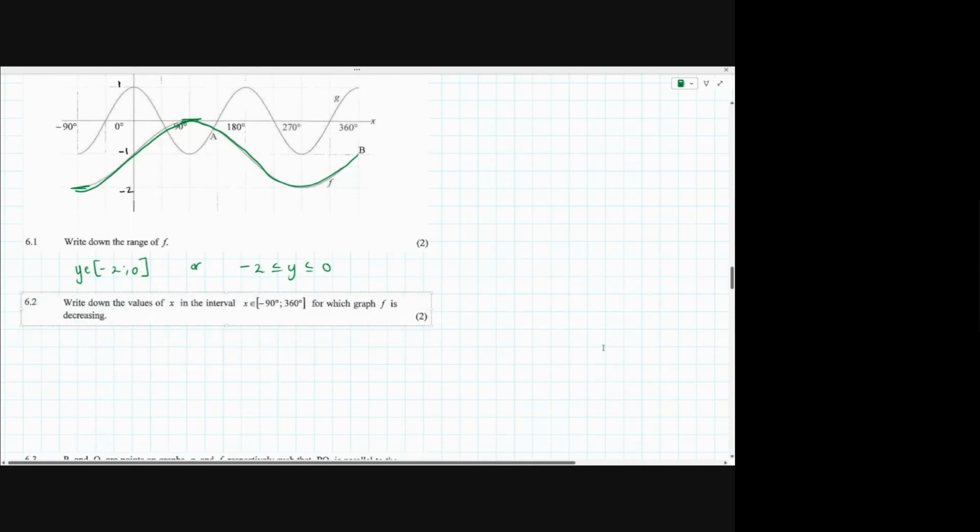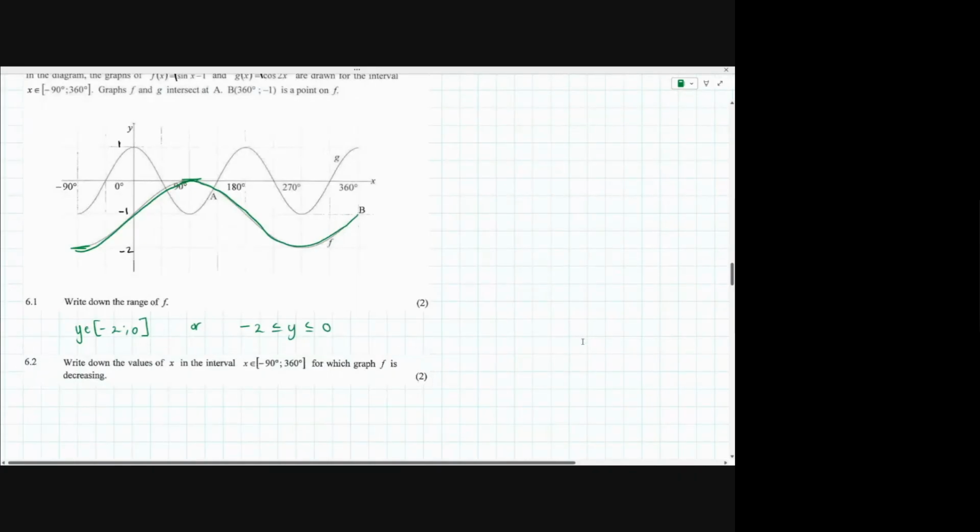So our next question says, write down the values of x in the interval that's given, -90 to 360, for which the graph of f is decreasing. So again, the green graph that I've highlighted, I want to know where the graph is decreasing. So take a look, have a think, and then tell me for which values of x you think it's decreasing. So where is f decreasing?